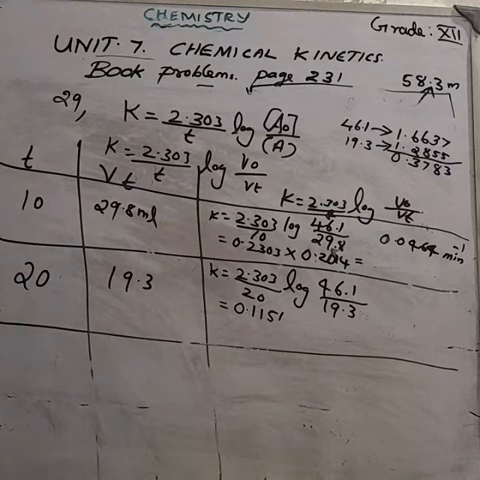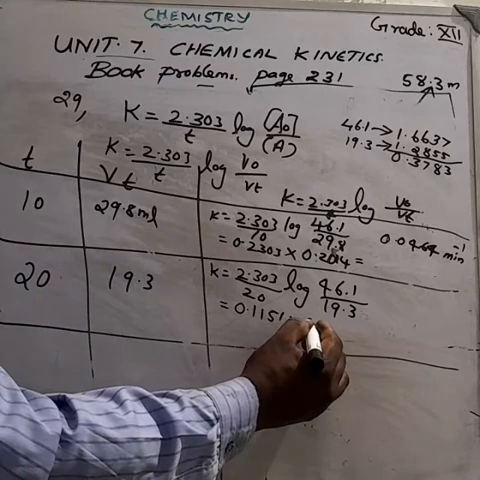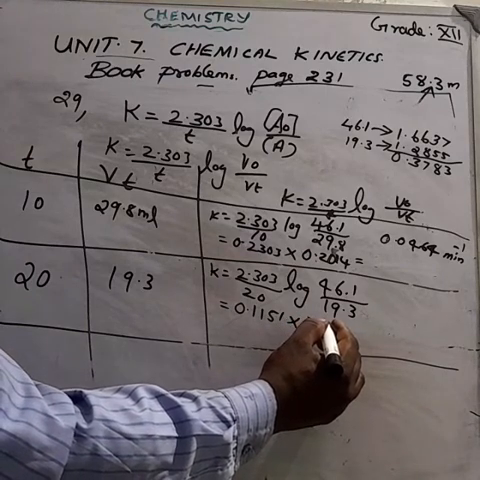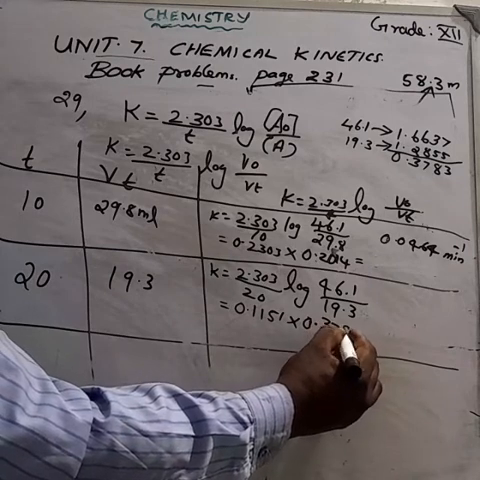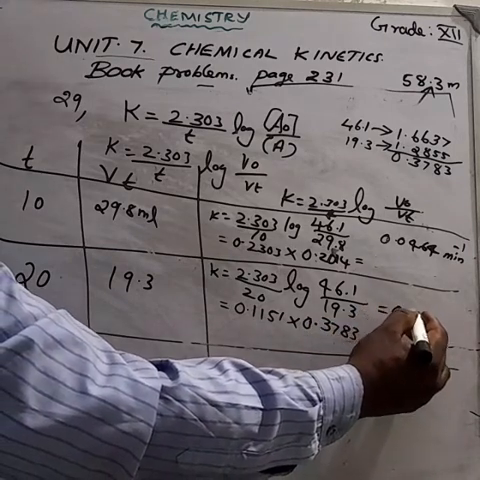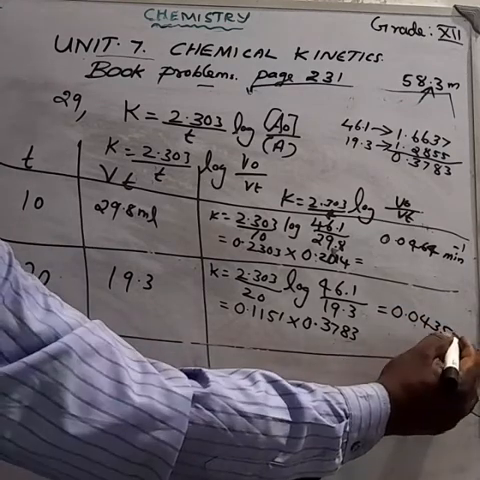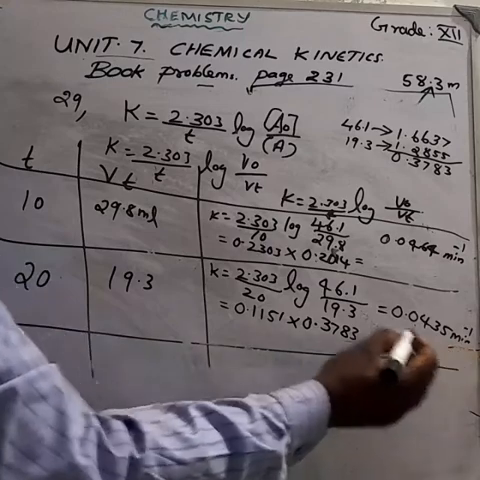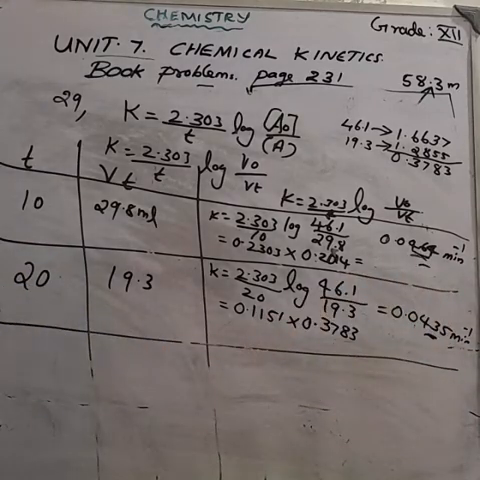Now I am going to multiply 0.1151 into 0.3783. I get the value 0.0435 minute inverse. So the two values are nearly constant. Hence it is a first order reaction, nearly constant. Okay. Next, question number 30.